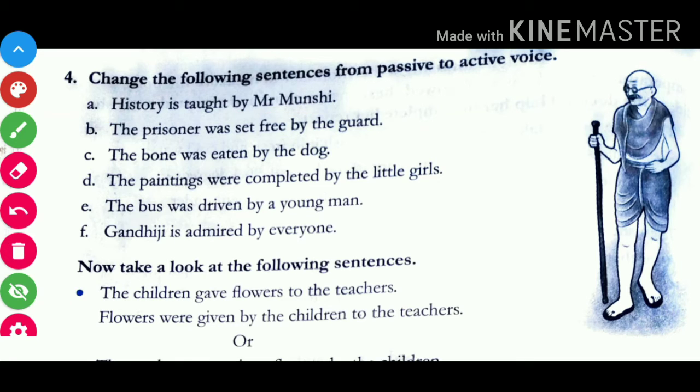Let us take the next sentence. The prisoner was set free by the guard. So the guard set the prisoner free. Okay. So this is how you have to do the changes. So do the rest of the sentences by your own.